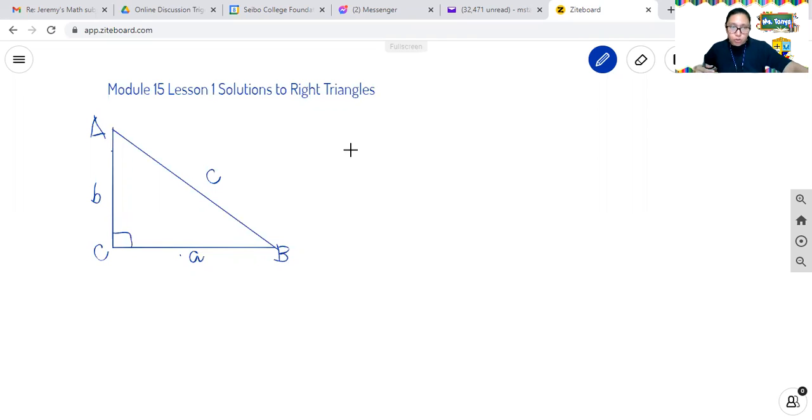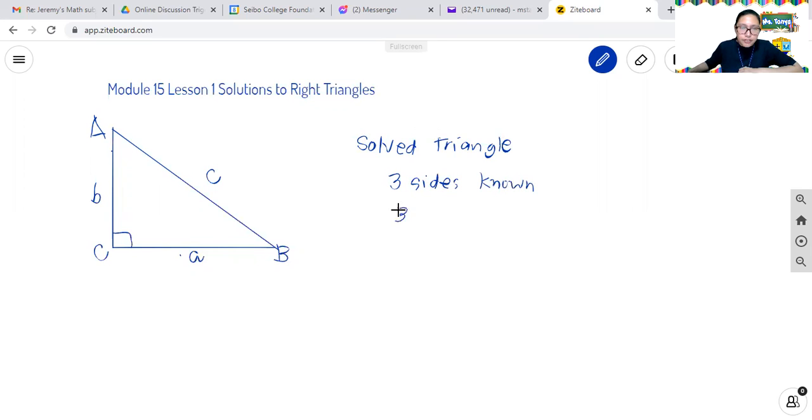At the same time, all the three angles should be known. So a solved triangle, again, has three sides known and three angles known. Now, there will be cases wherein a given right triangle has missing components.